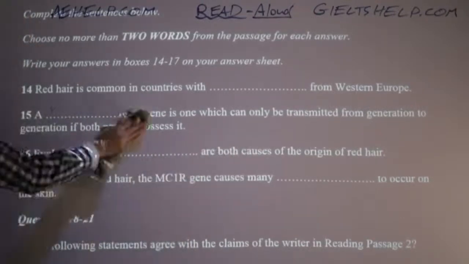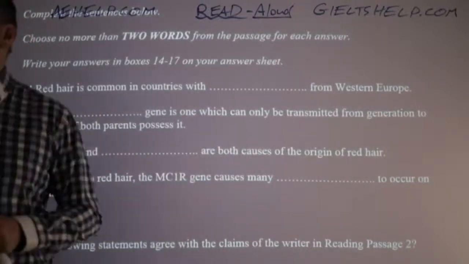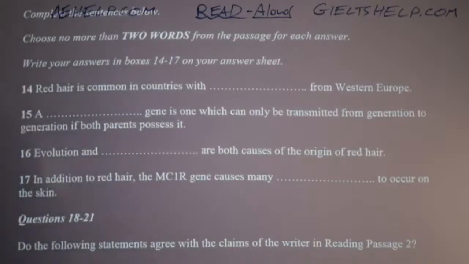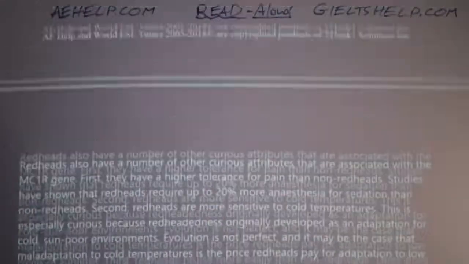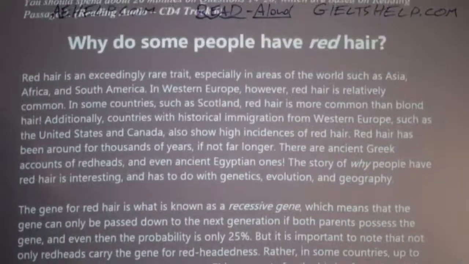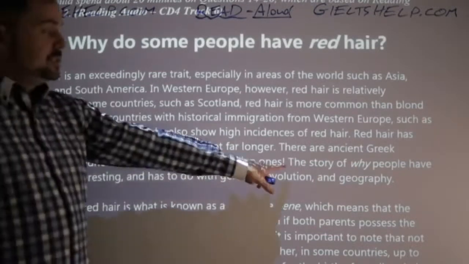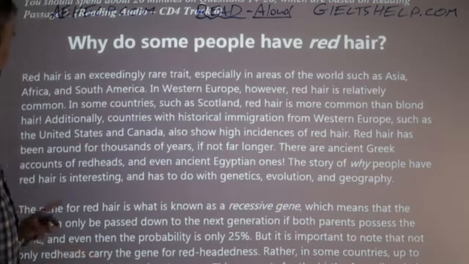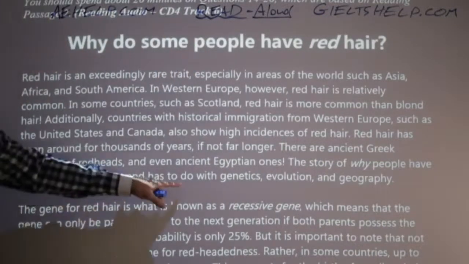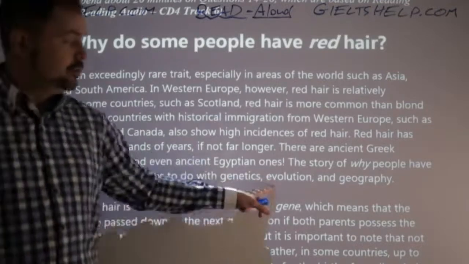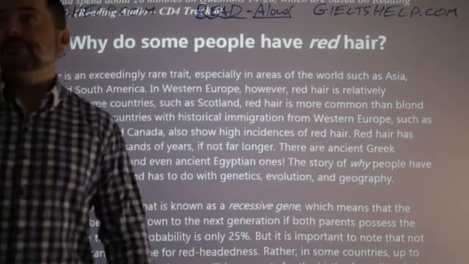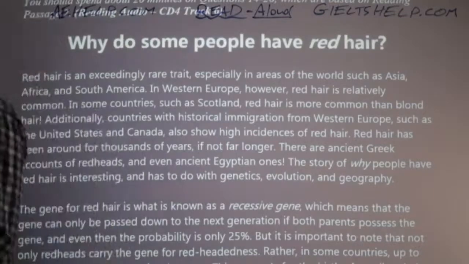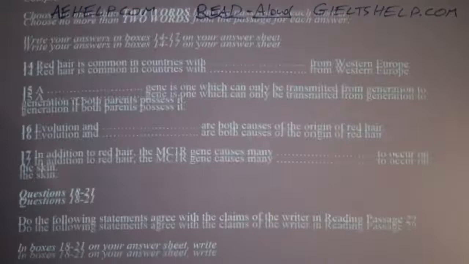From the last sentence, which is the thesis, right? Exactly. So be very, very attentive of the thesis statement of the passage. The thesis statement is the last sentence here: The story of why people have red hair is interesting and has to do with genetics, evolution, and geography. Okay? So that's the thesis of the passage. Very, very important to pay attention to that.